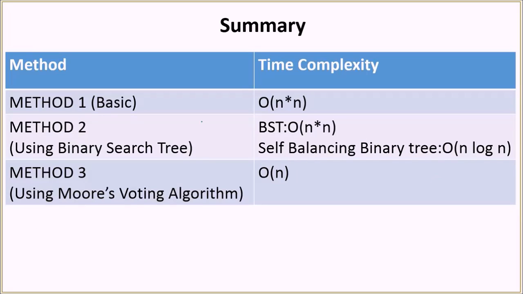So in total, we discussed 3 methods. The first basic method has a time complexity of order of n square, which is not really that good. Then we discussed method 2, where we were using a binary search tree. If we use a BST, then we get a time complexity of order of n square. And if we use a balanced binary tree, then we get a time complexity of order of n log n. Now, this is also not that good. If we use Moore's voting algorithm, which we discussed just now, then we get the job done in order of n time complexity, which is much better and the minimum possible time complexity.